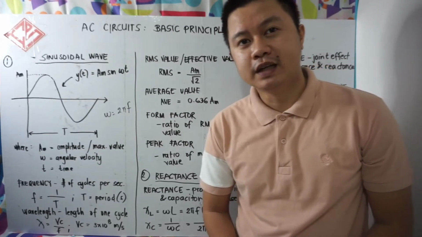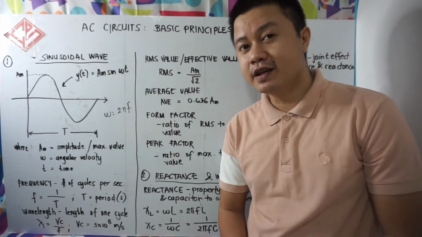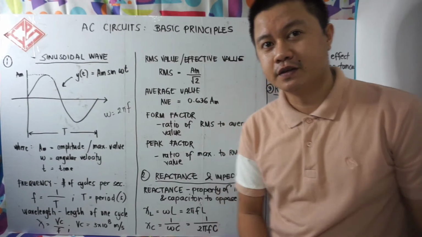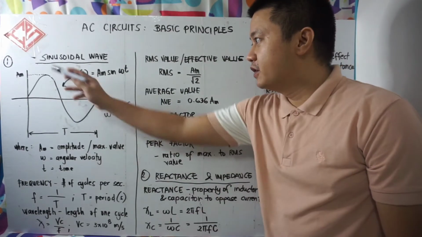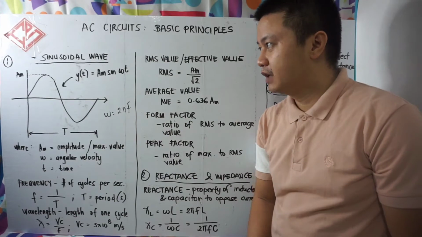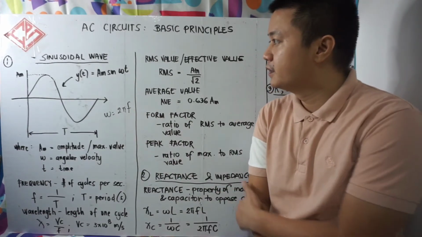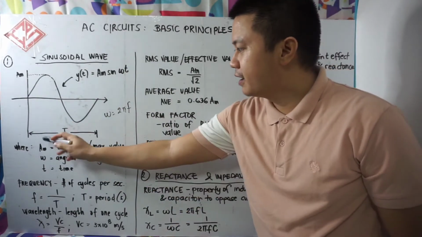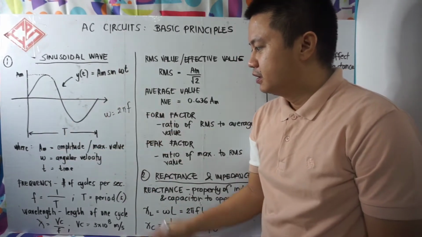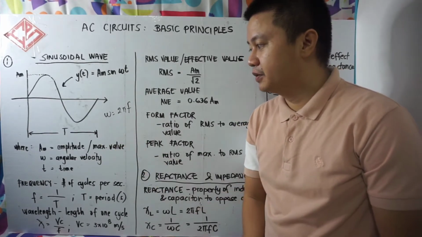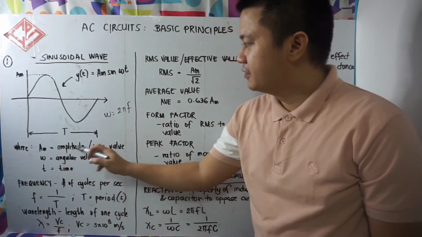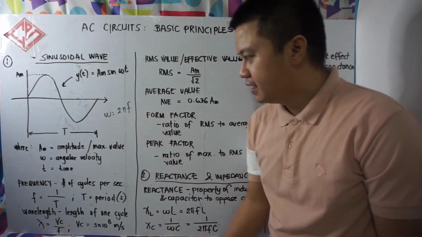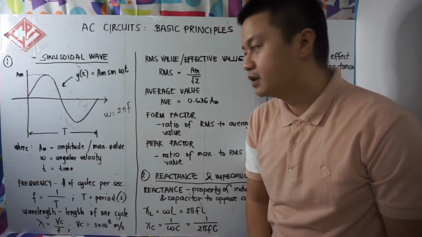So, when we talk about alternating current circuits, we're going to talk about the sinusoidal wave function. Let's say you're given a sinusoidal wave function as shown: y(t) = Am sin(omega t), where Am is your amplitude or maximum value, omega is the angular velocity, which is 2 pi times the frequency, and t is your time, small t.